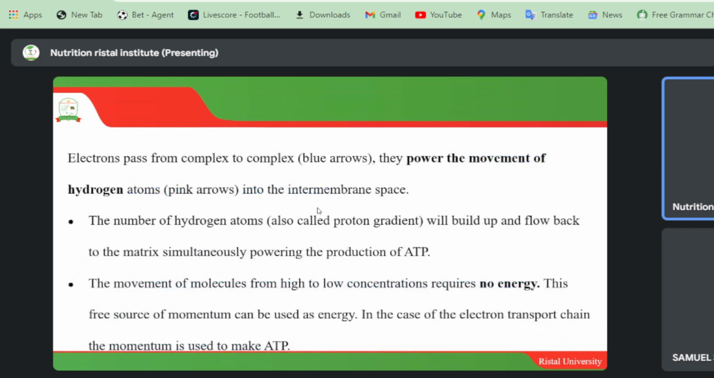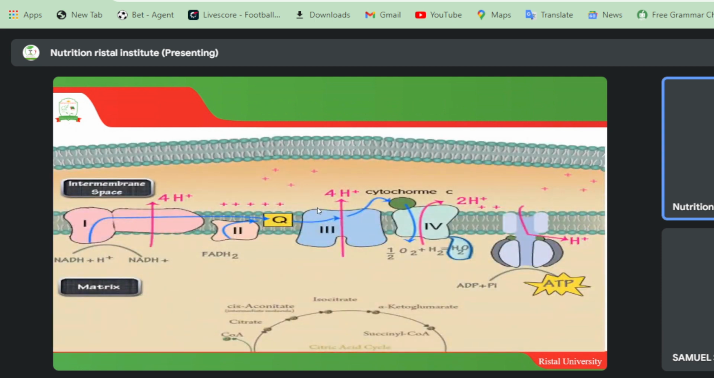Now, electrons pass from complex to complex. Blue arrows, they power the movement of hydrogen atoms. Before I get into this, because you're seeing blue arrows and somewhere you're going to see pink arrows, let me take you right down here. This is an illustration of the whole process of electron transport chain generation. So whenever I say pink or blue arrows, I mean what this is.